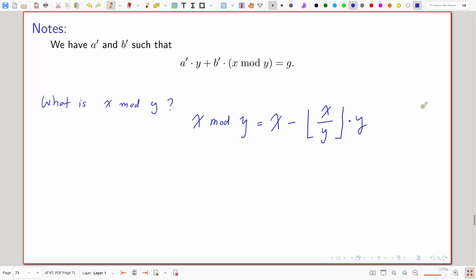Like if you want to compute X mod Y in Python, what do you do? You say X minus X // Y, where // is integer division, right? So divide and then multiply with Y. So that would be X mod Y, exactly this term.